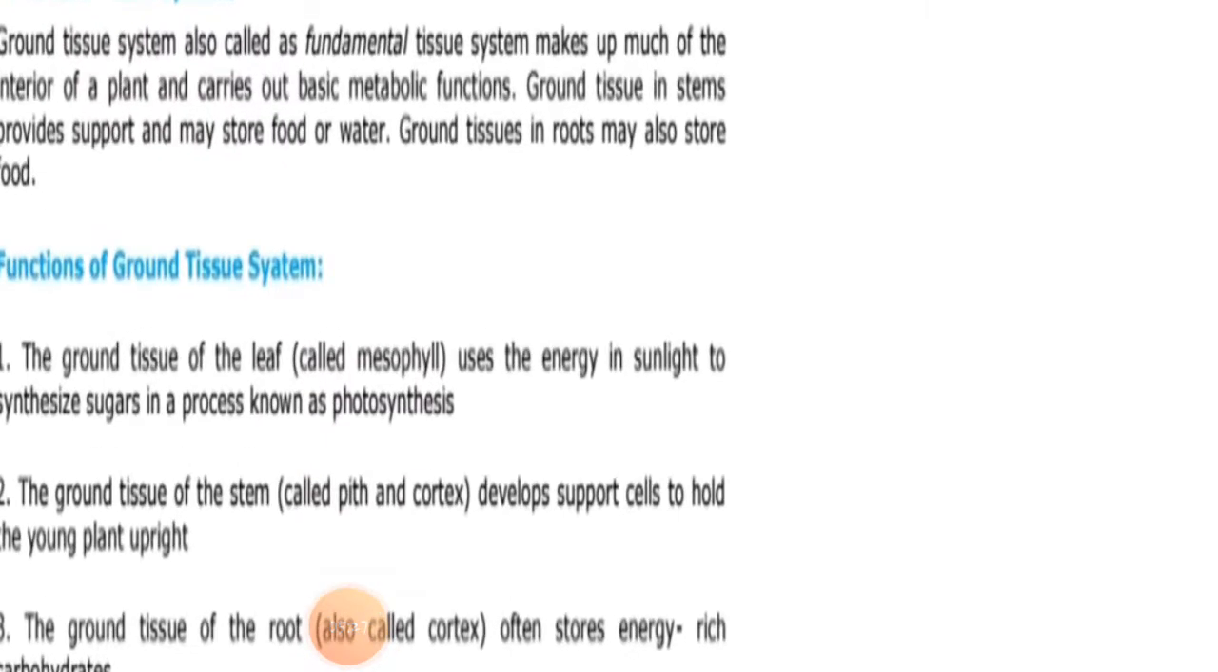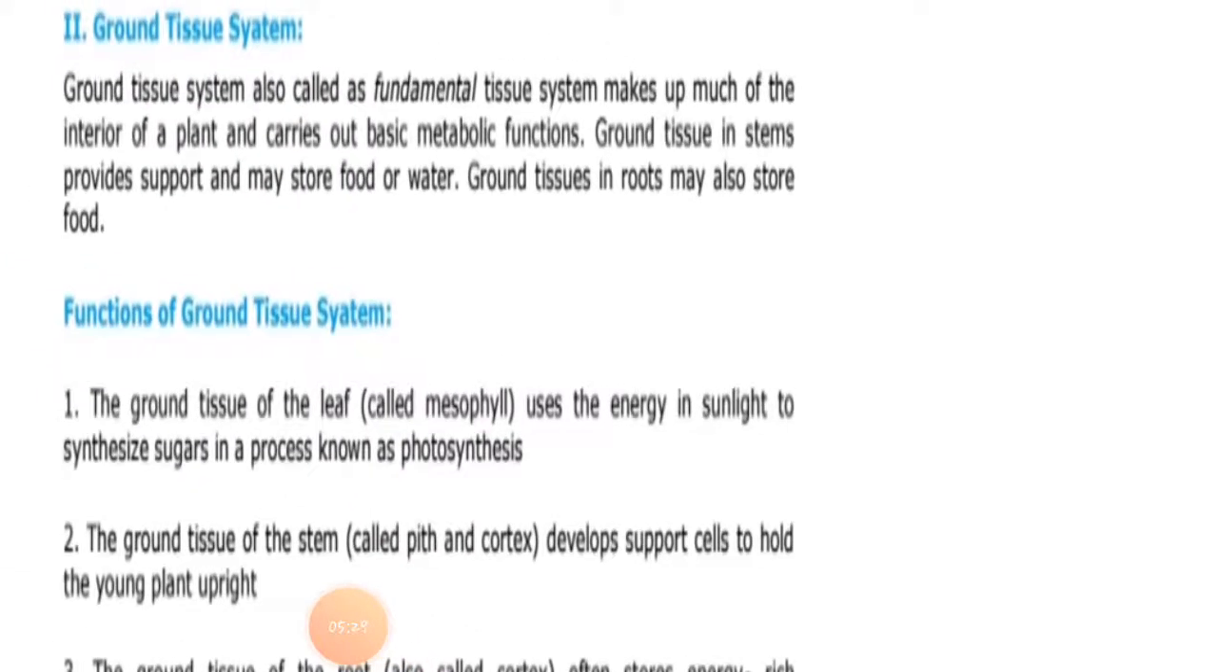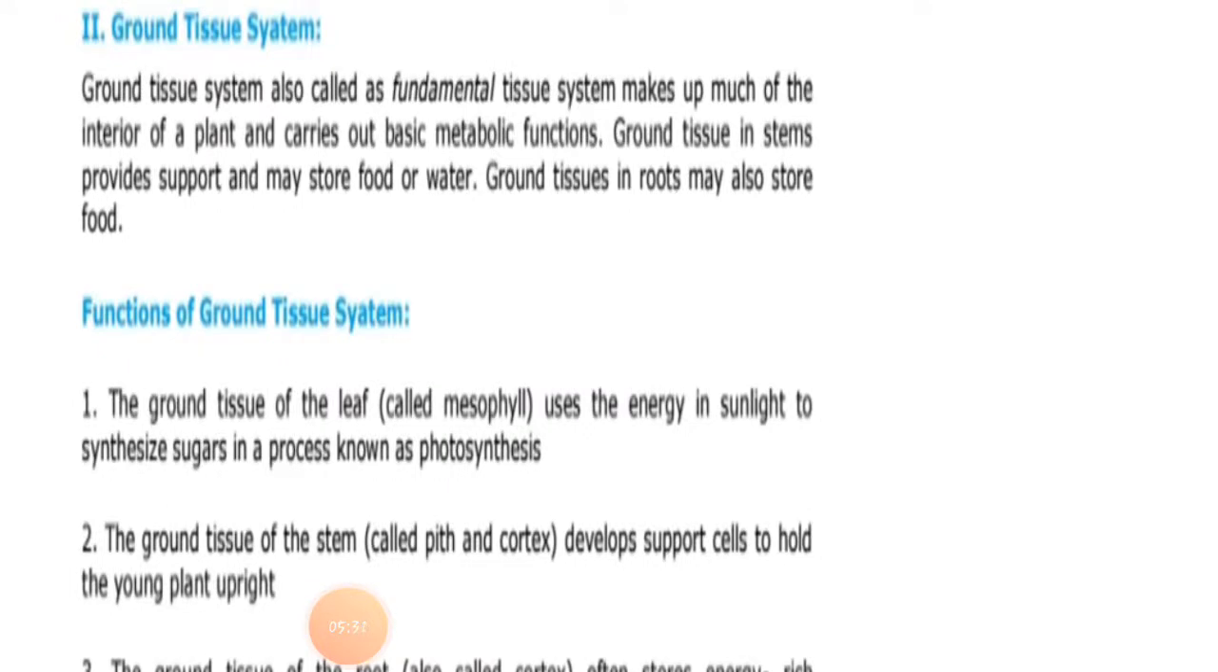Second is ground tissue system. Ground tissue system is also called the fundamental tissue system. ये बुनियादी जो सिस्टम होता है या ग्राउंड लेवल पर जो होता है, ग्राउंड टिश्यू सिस्टम, इसको हम फंडामेंटल टिश्यू सिस्टम भी कहते हैं. It makes up much of the interior of the plant. प्लांट का जो अंदरूनी हिस्सा होता है, it is made up of this ground tissue.